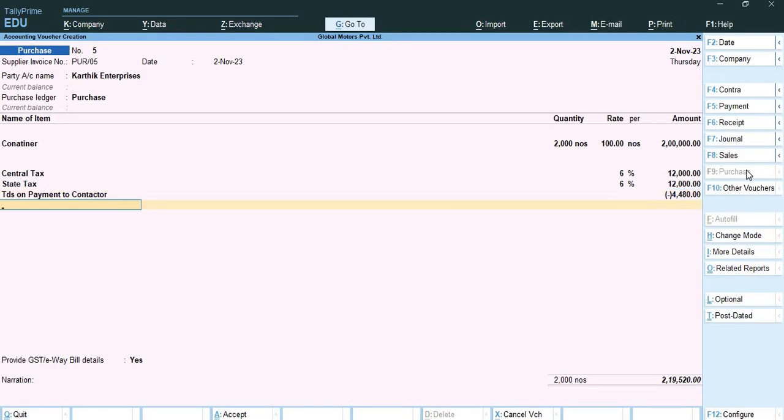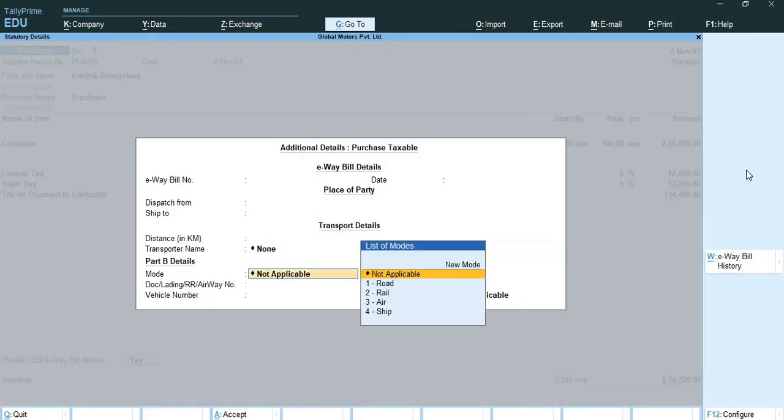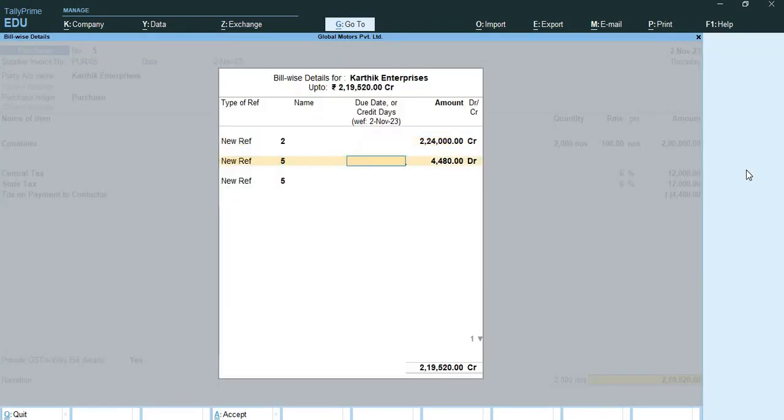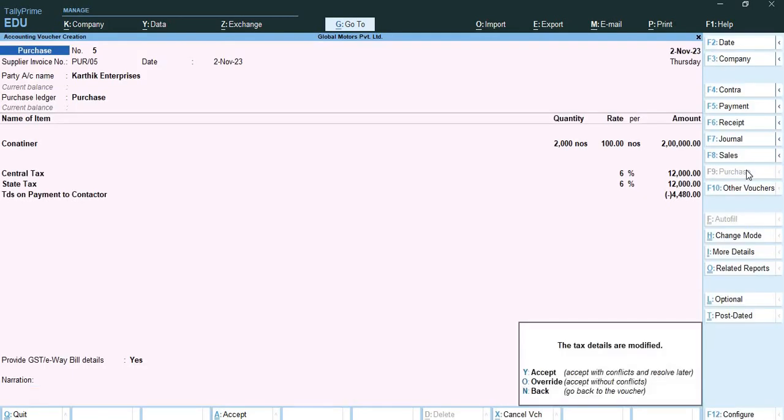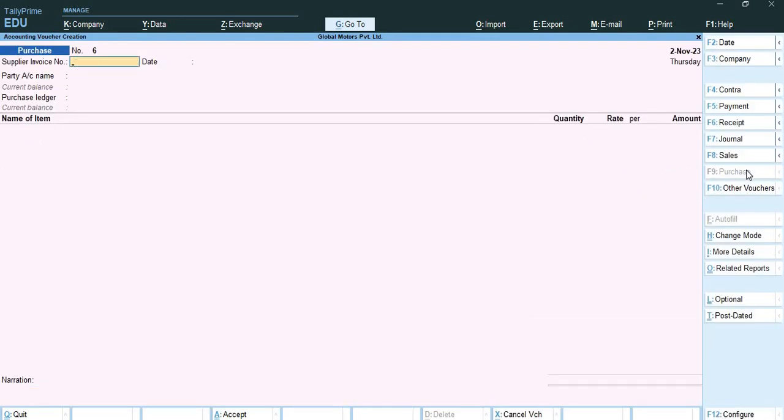So this way the tax has been deducted. So the entry is done. Alright.